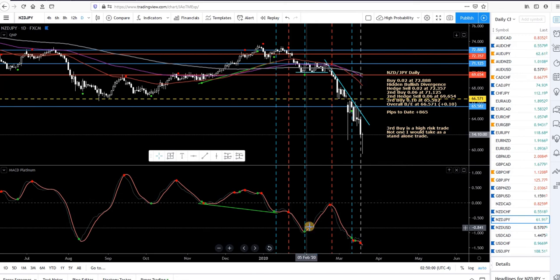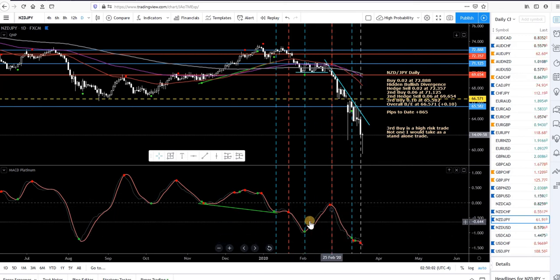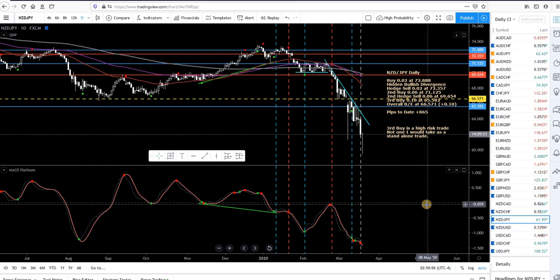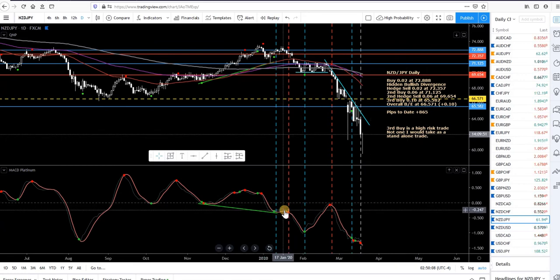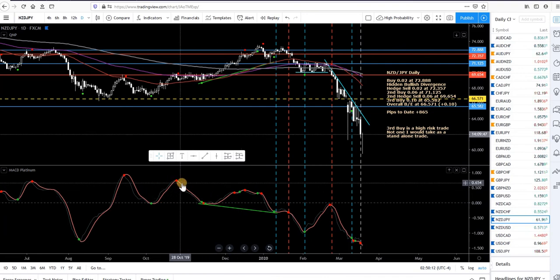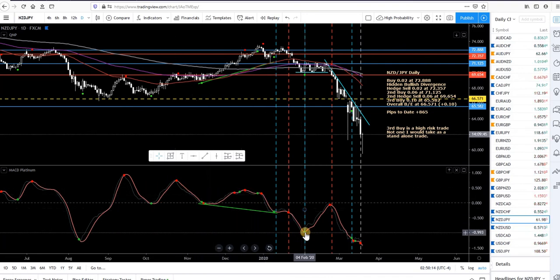With the MACD Platinum, I'm only generally taking buys when it stays below the 0 level. That's a dotted line. In this case, the whole sequence has been below the 0 level. I try to look for sells when it's above the 0 level. Buys when it's below, sells when it's above.